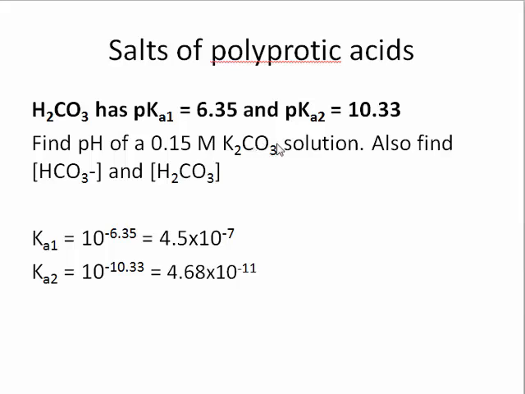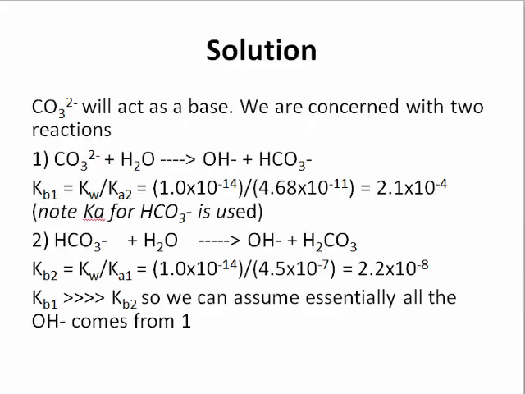As the conjugate base of a conjugate base, you may expect carbonate solutions to be basic. So if carbonate acts as a base, we're concerned with 2 reactions. Carbonate itself can react with water to remove a proton and make a hydroxide. Kb for that will be quite high, 2.1 times 10 to the negative 4, found by dividing Kw by Ka2. Note Ka for bicarbonate is used because we need to use Ka for the conjugate acid.